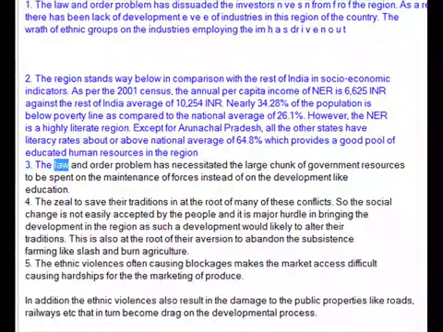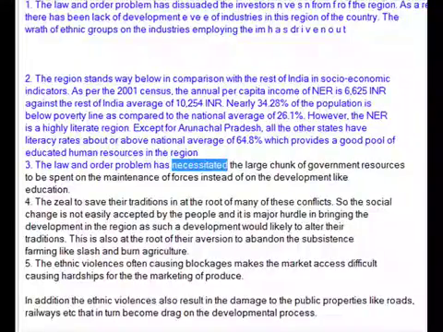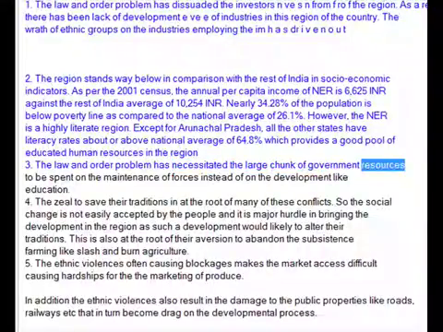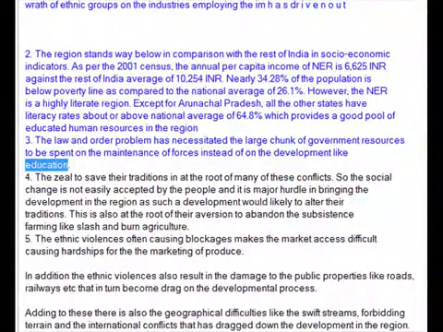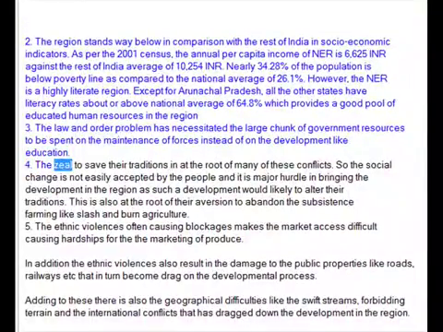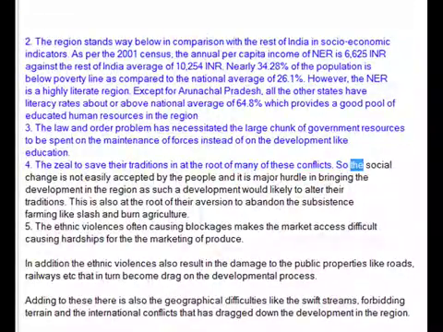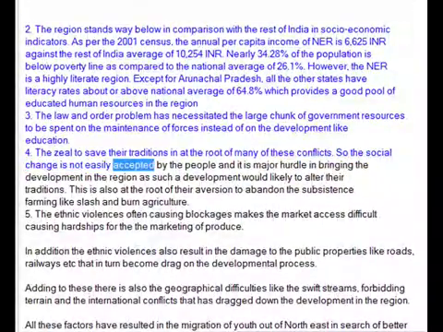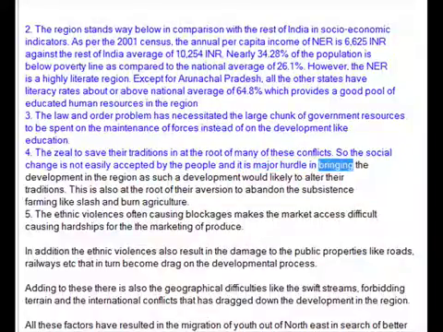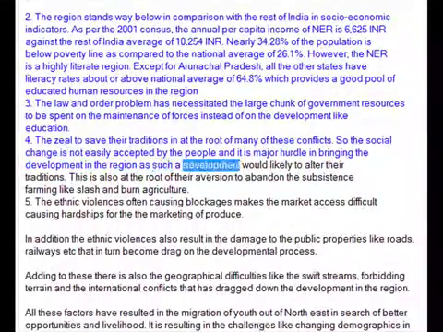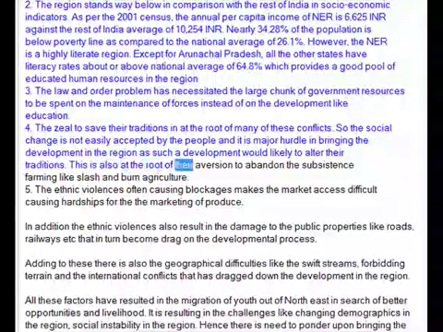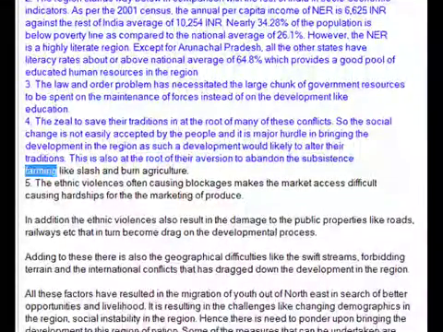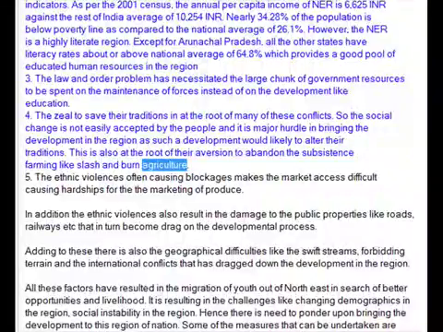3. The law and order problem has necessitated the large chunk of government resources to be spent on the maintenance of forces instead of on the development like education. 4. The zeal to save their traditions is at the root of many of these conflicts. So the social change is not easily accepted by the people, and it is a major hurdle in bringing the development in the region. As such, a development would likely alter their traditions. This is also at the root of their aversion to abandon the subsistence farming like slash and burn agriculture.